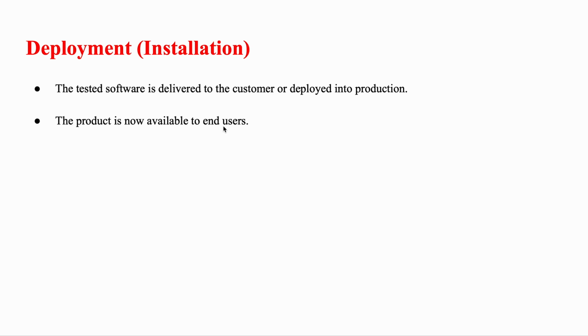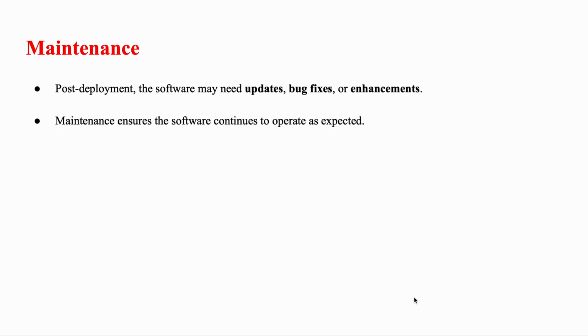Next comes the maintenance phase. The final phase is maintenance. Even after the software is deployed and users start using it, the work isn't done because over time the software may need updates, bug fixes, or even new enhancements as user needs evolve. Maintenance makes sure the software continues to operate smoothly and meets user expectations in the long run. So, in a way, maintenance is an ongoing process that helps to keep the product reliable and up to date.